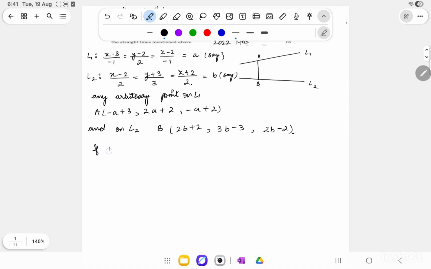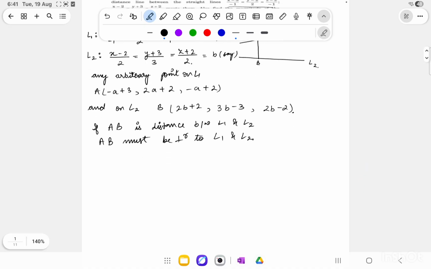So if AB is the shortest distance between L1 and L2, AB must be perpendicular to L1 and L2. So using that, if I calculate direction ratios of line AB, then I can use the perpendicularity result and get some relation between a and b, and then we can solve that to find out the values of a and b.